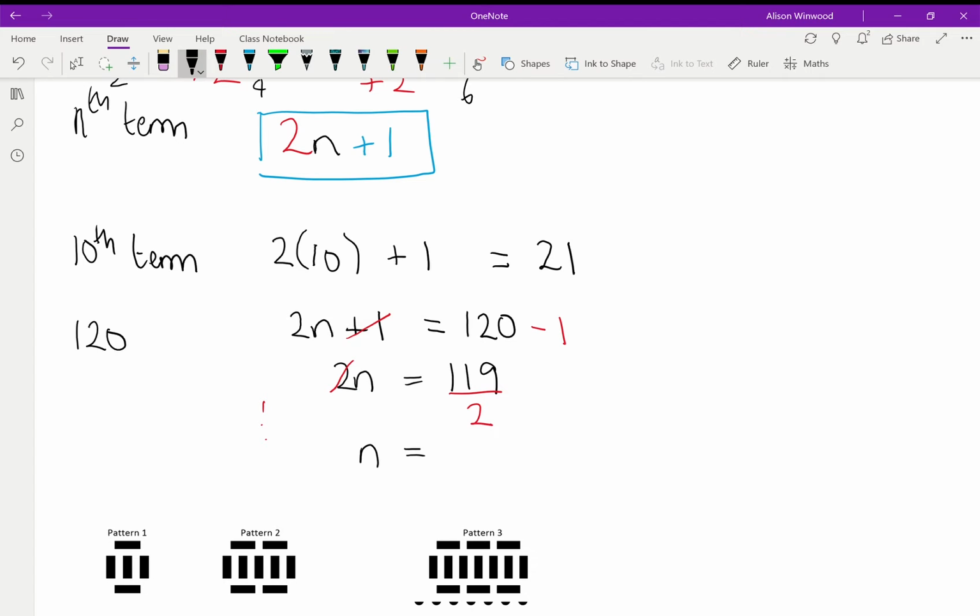119 divided by 2, 59.5. Well, we can't have a 0.5 of a pattern, it has to be a whole number, so 120 is not in the pattern.